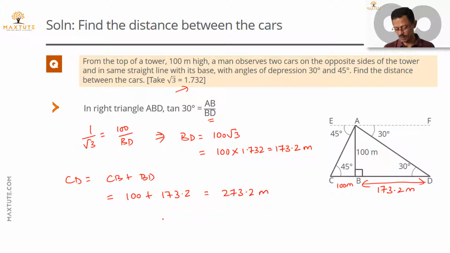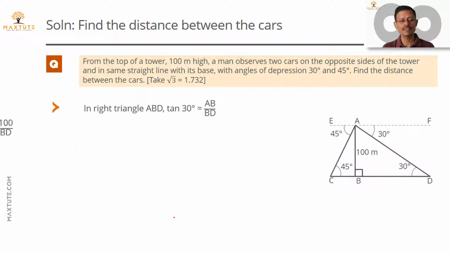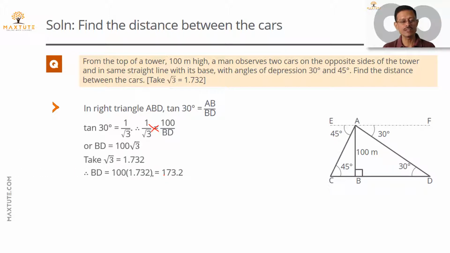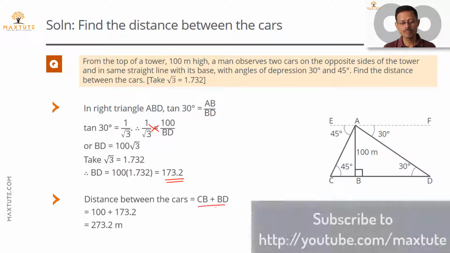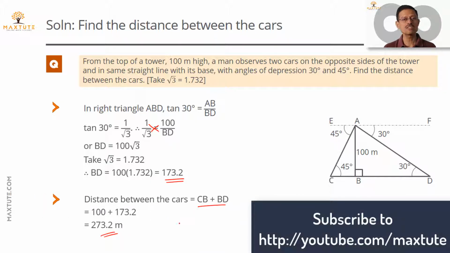Quickly summing up this part as always in printed form. Tan 30 is equal to 1 by root 3. So 1 by root 3 is equal to AB, which is 100, divided by BD. Cross multiplying these two, we get BD equal to 100 root 3. Root 3 is 1.732, so we get BD equal to 173.2. We need to find out CD, which is CB plus BD. So the final answer is 273.2 meters.